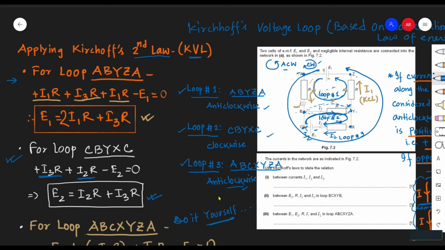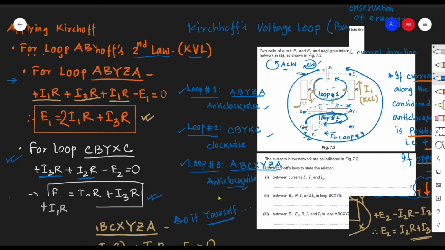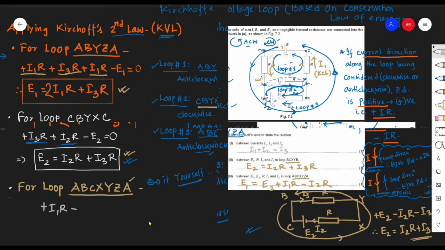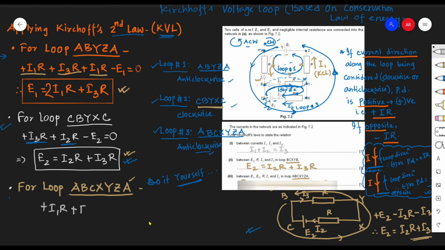This current I1, as we started the loop from A, flows through this resistor R. As I go with the loop, the current direction is along that loop, so it is a positive PD. I1 R is positive. You see positive I1 R in the expression.